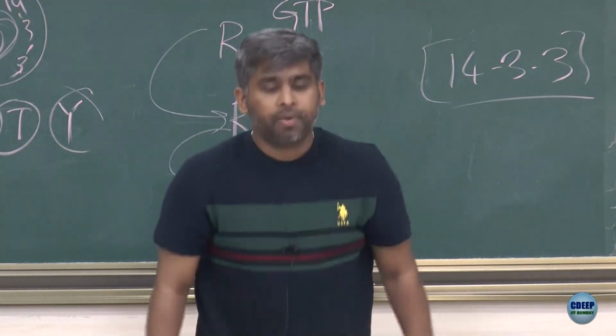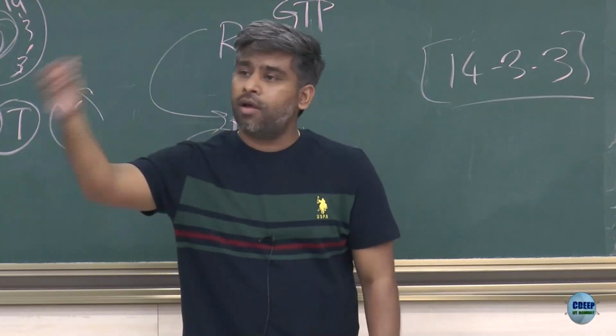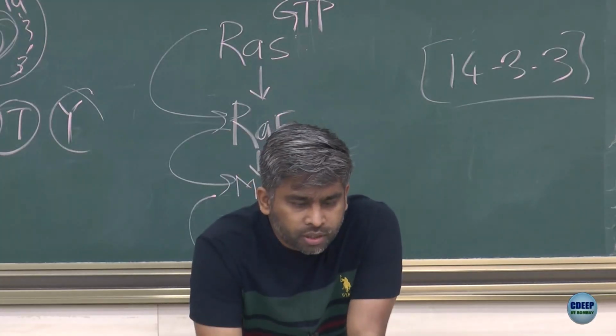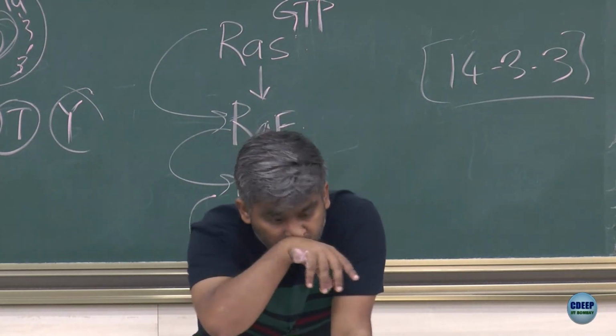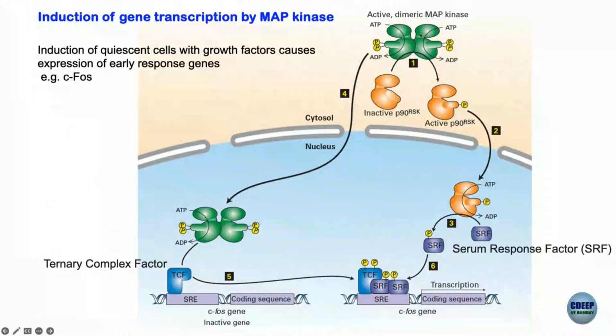Now, as I said, this MAP kinase has so many substrates, right? And of course, this MAP kinase itself can travel to the nucleus as well. So, depending on when and what is needed, it will do the job. As we are talking about induction of quiescent cells with growth factors, it leads to the expression of some of the early response genes like CFOS. This activated MAP kinase can do it in two ways. It goes to the nucleus and phosphorylates this factor called TCF, the ternary complex factor. So, this is your CFOS gene which is inactive, where TCF is inactive; MAP kinase phosphorylates TCF and this phosphorylated TCF will get activated.